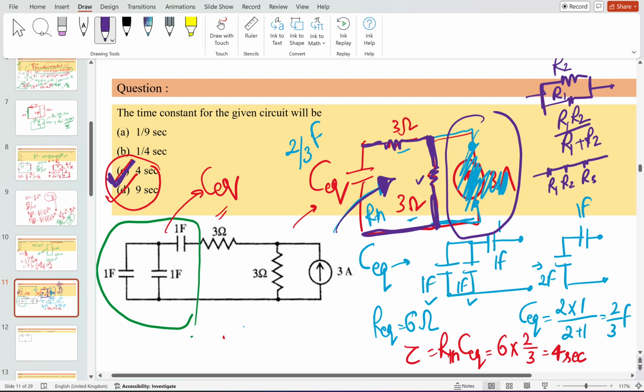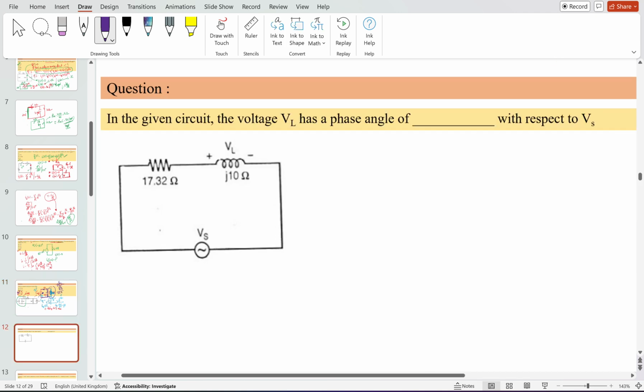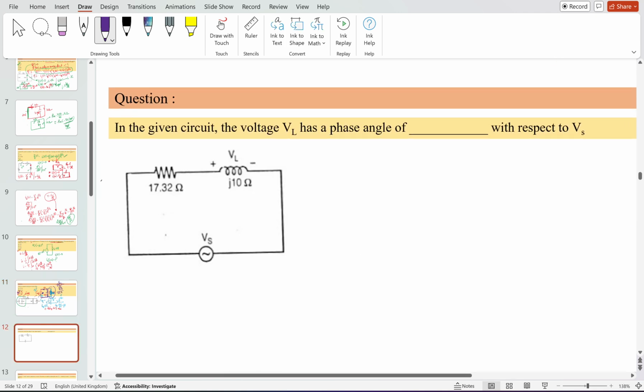Yes, sir. Okay, let's move forward and see a few AC analysis circuit problems. Try to solve this. There is one resistor whose value is 17.32 ohm, and there is one inductor whose value is J10 ohm. It is being asked what is the phase angle of VL with respect to VS.